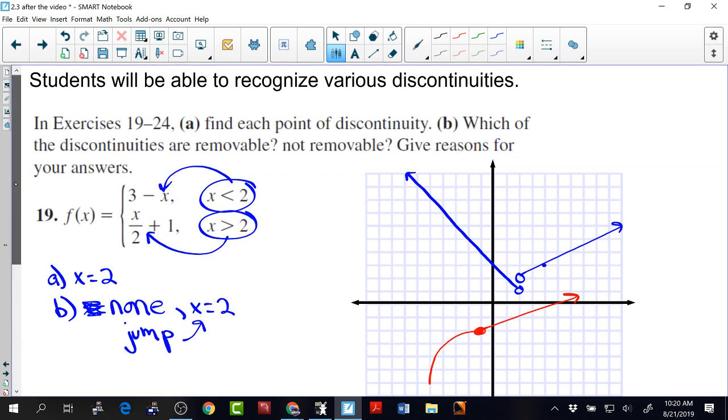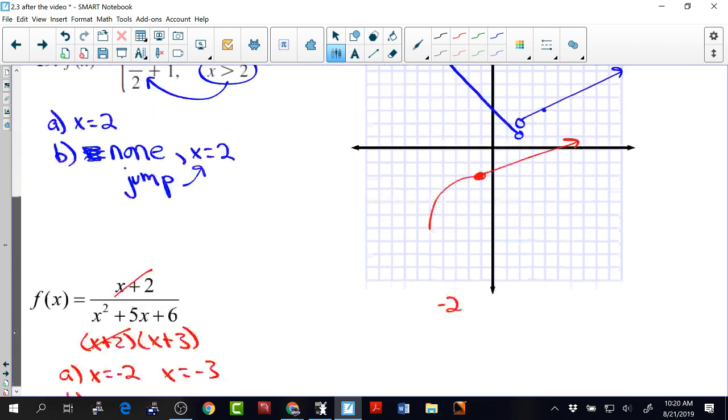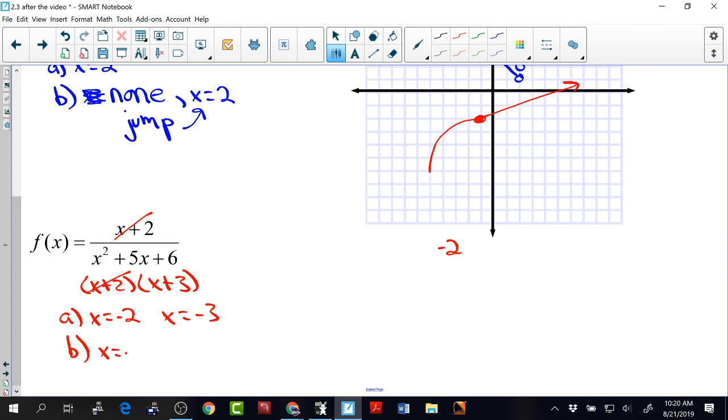B. Which of the discontinuities are removable? X equals -2 is removable. There's a hole in the graph there because the factors canceled out. How about not removable? X equals -3. This is an infinite discontinuity. You can't remove an infinite discontinuity.